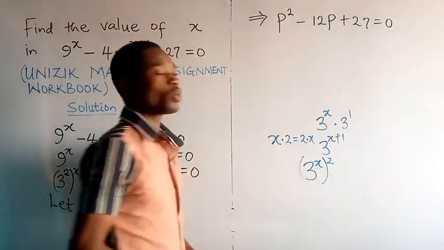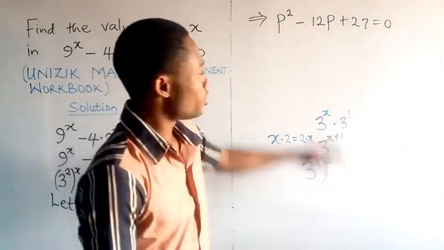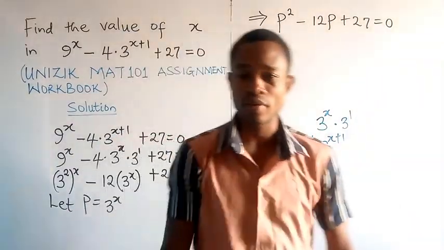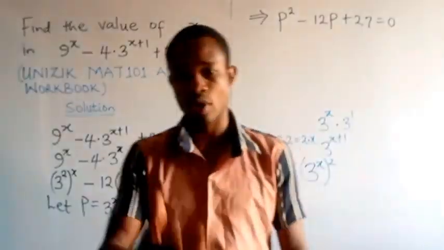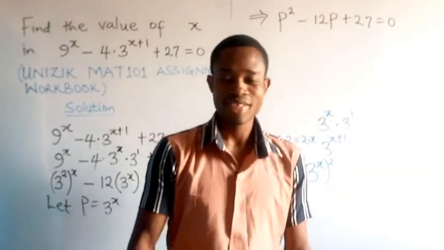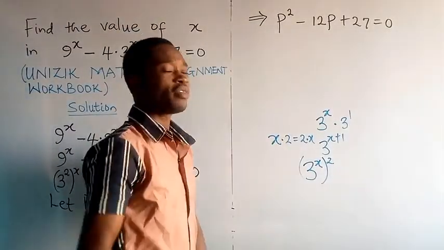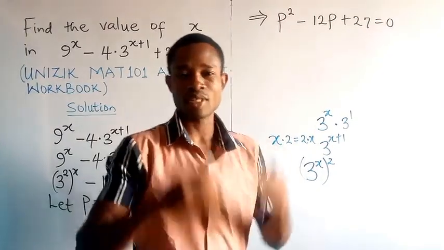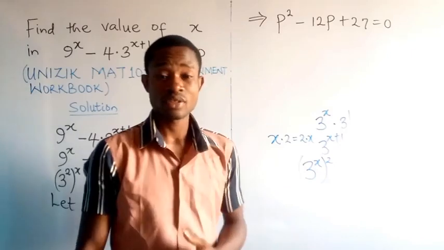And this is a quadratic equation. So simply at this point, all we have to do is solve this quadratic equation, get P. If I get my P, I will now use this assumption that P is equal to 3 to the power of x to generate the value of x. But how fast can you solve a quadratic equation? It's very simple. The step-by-step solution to quadratic equation by factorization.